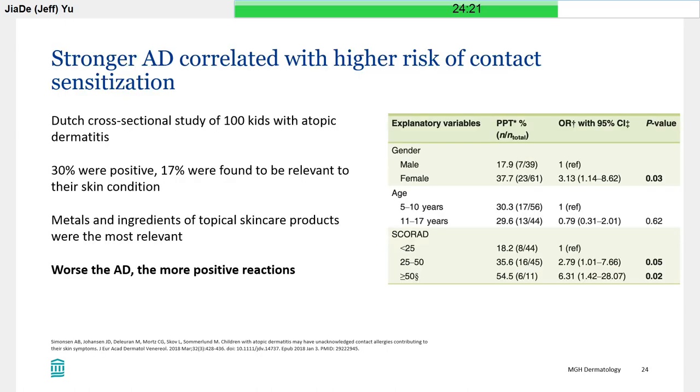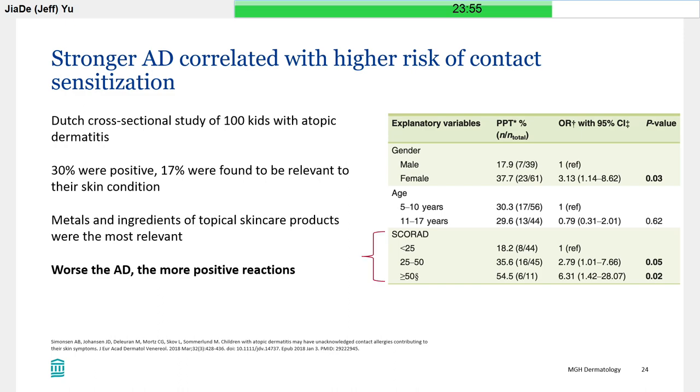We also know that stronger atopic dermatitis may be correlated with a higher risk of contact sensitization. In a Dutch cross-sectional study of 100 kids with AD, 30% were positive, 17% were found to be relevant to their skin condition, and metals and ingredients of different topical skincare products were the most relevant. The worse AD you had, or the higher your score had, the more likely you were to have more positive reactions, and that is something that we do see in my clinic as well.